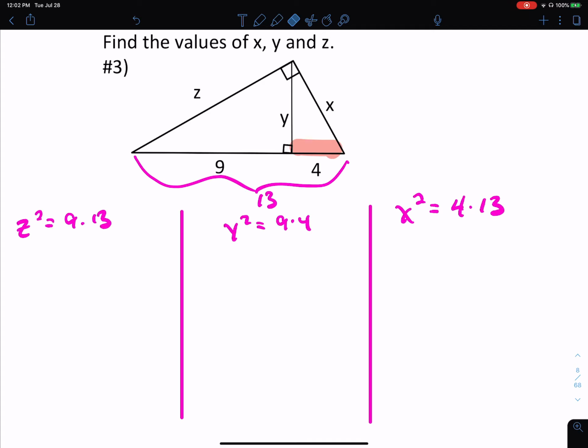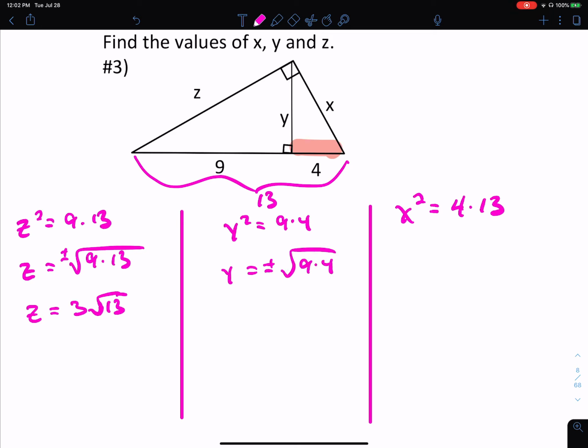Now, each of these just needs solved. 9 is a perfect square. 13 is a prime number. So if I square root both sides, I'm going to end up with z is 3 square roots of 13. The second one, if I square root both sides, 9 and 4 are both perfect squares. So that's 3 times 2, which is 6.